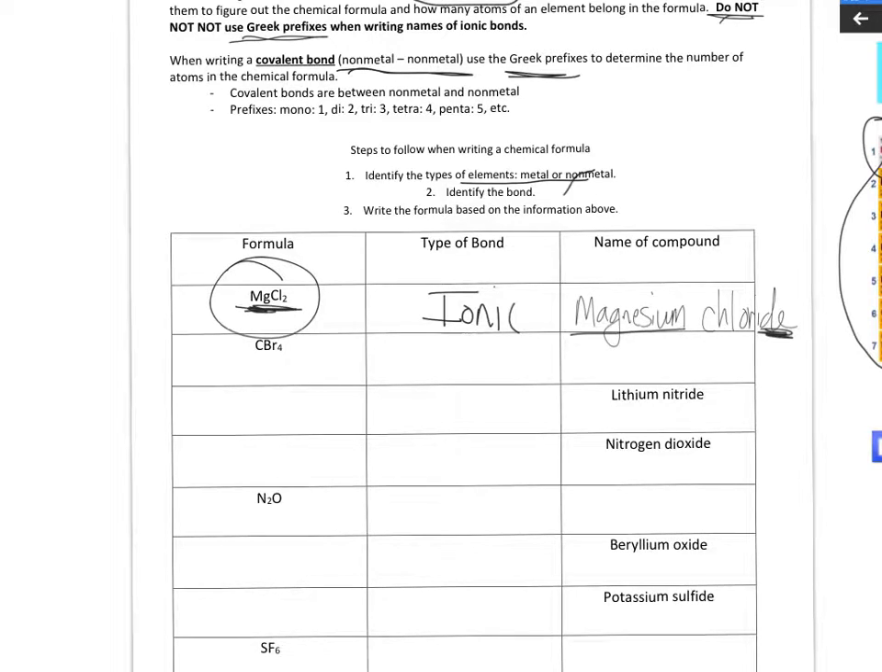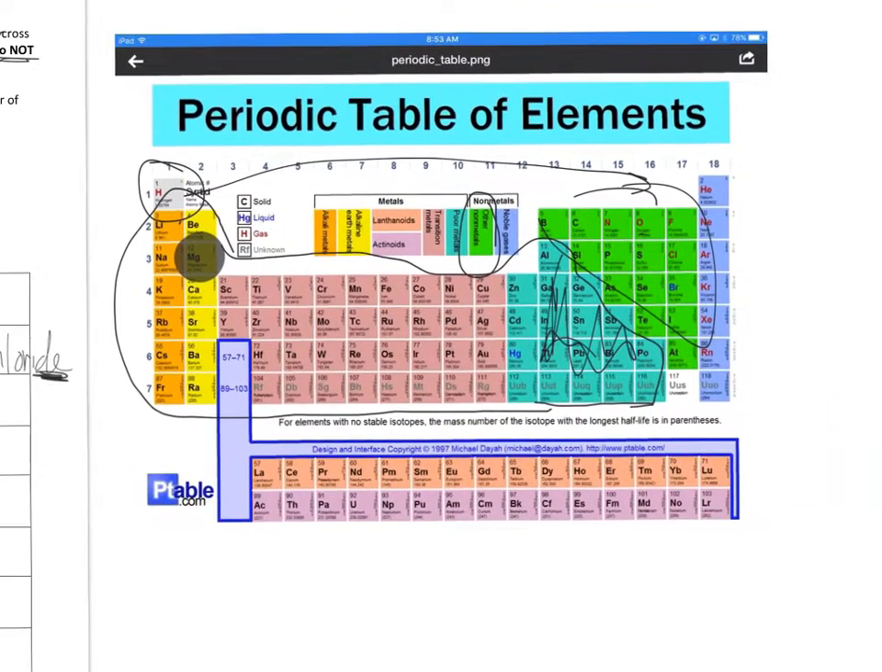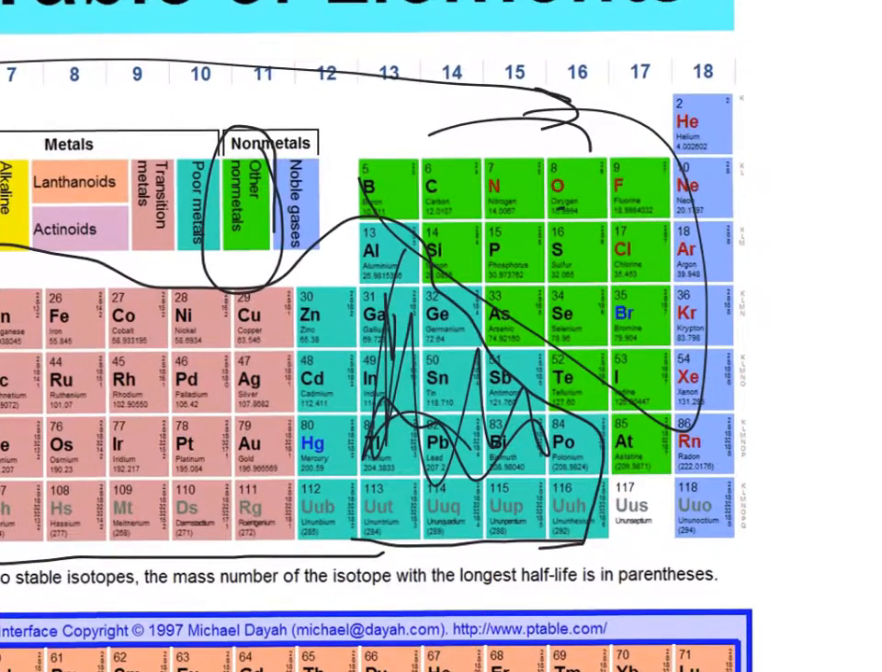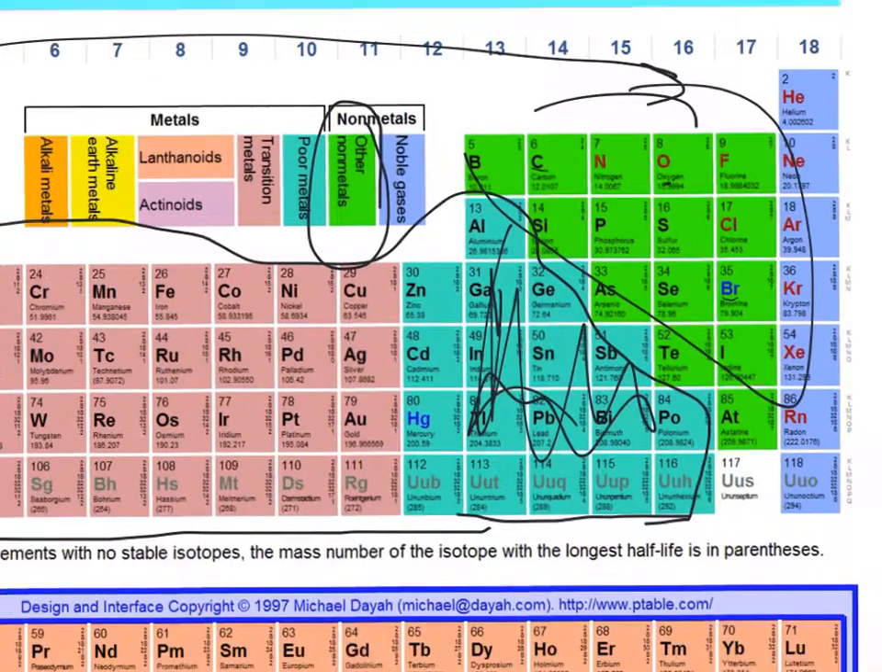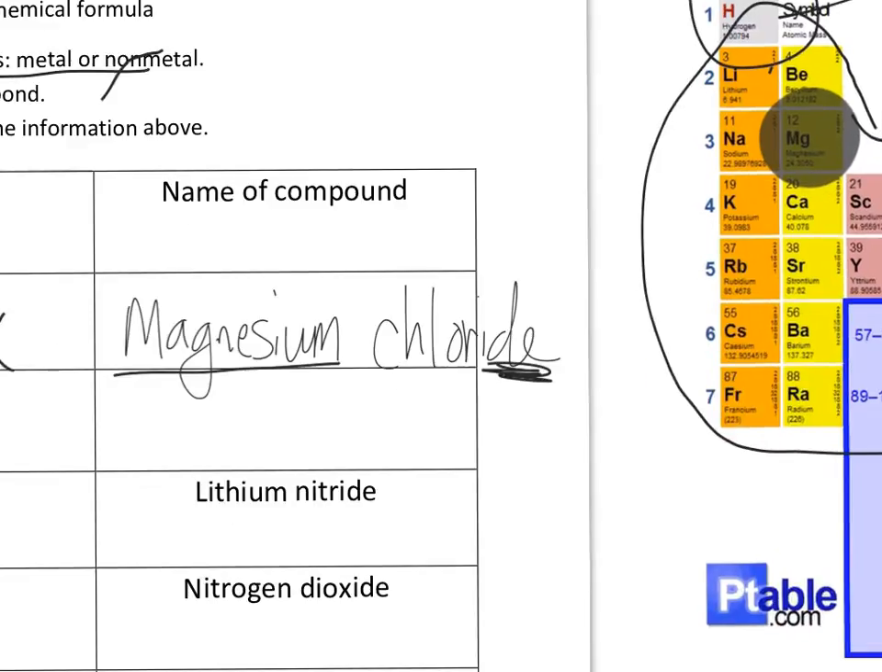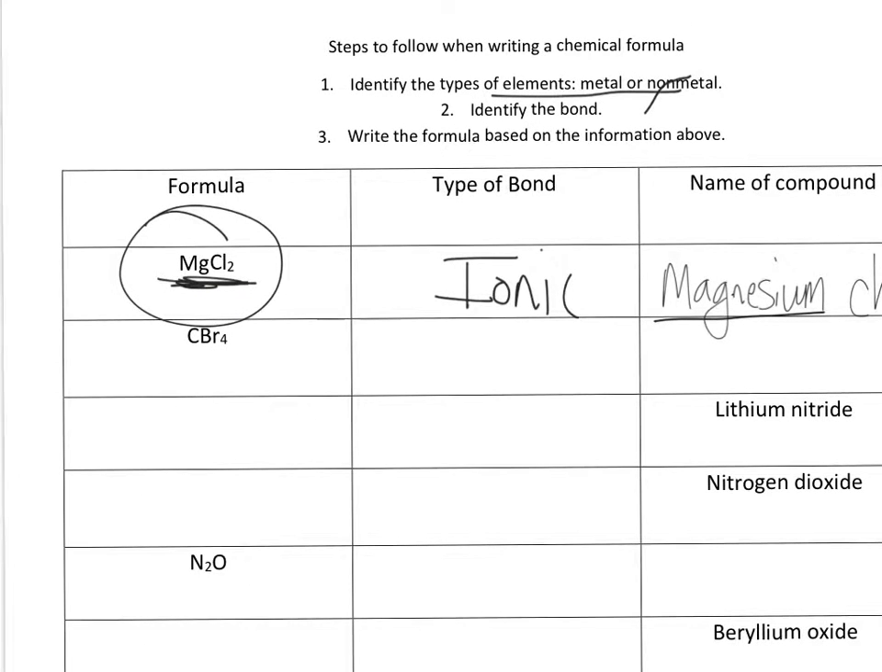So the first step you want to do is just identify the type of bond. Here we have carbon right there and bromine right there. They're on the same side of the periodic table, so it is a covalent bond. I have two nonmetals. Covalent bond. That's the first thing you need to do: identify the type of elements. If they're on opposite sides, it's ionic. Same side, covalent.